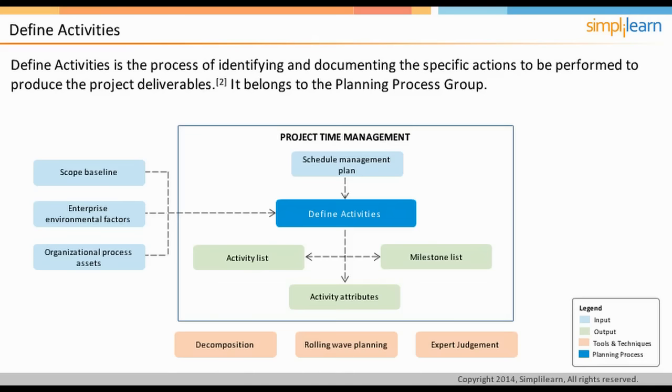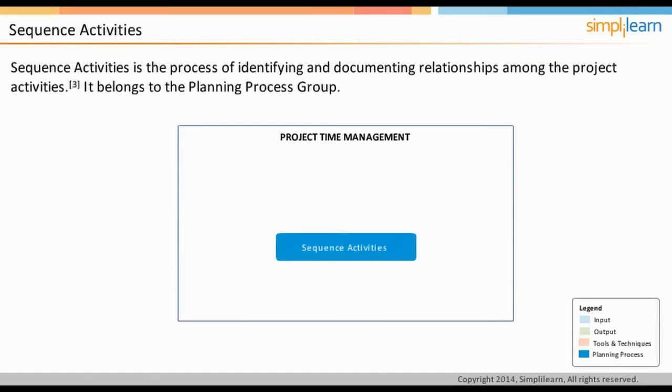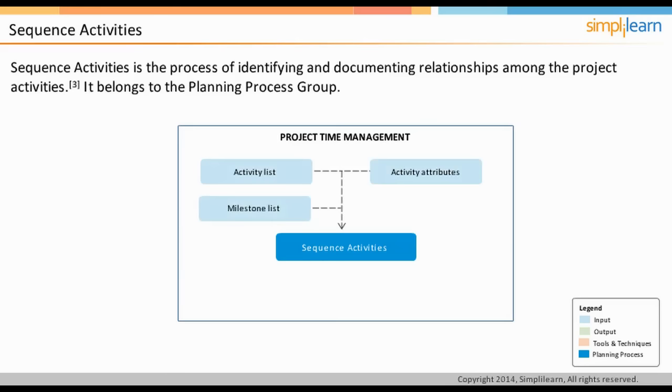Let us move on to the next process, sequence activities. Sequence activities is the process of identifying and documenting relationships among the project activities and is also part of the planning process group. Every activity and milestone, except the first and last one, is connected to at least one predecessor and one successor. The inputs to this process are activity list, activity attributes, and milestone list. All these are the outputs of the define activity process. The other inputs are schedule management plan and project scope statement.